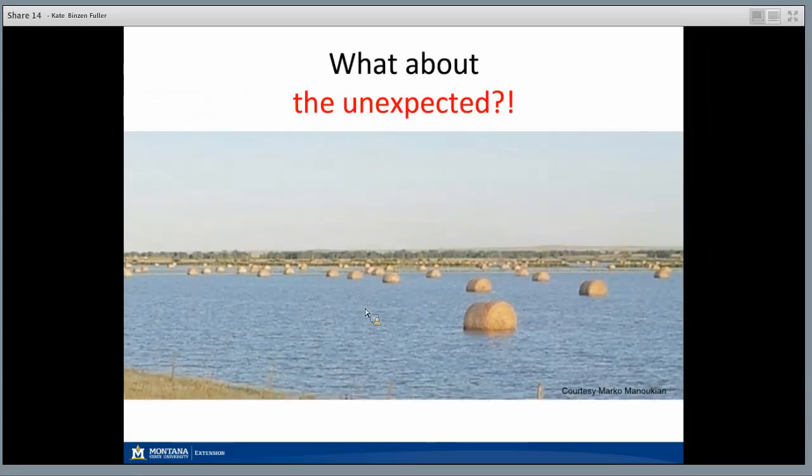So what about the unexpected? Up to now we've been laying out, day to day, what you might think of as an average year, who is responsible for what things in the lease. But what about if you run into a situation like this? This photo is from Phillips County a few years ago, and we had some massive flooding. People lost a lot of hay, and some pasture areas. Animals had to be taken off early.